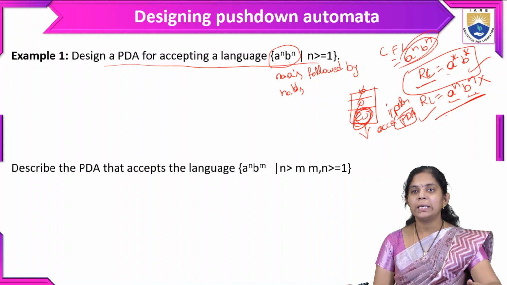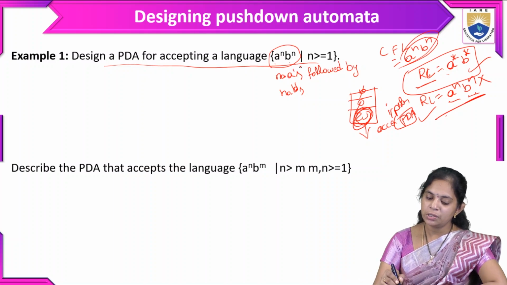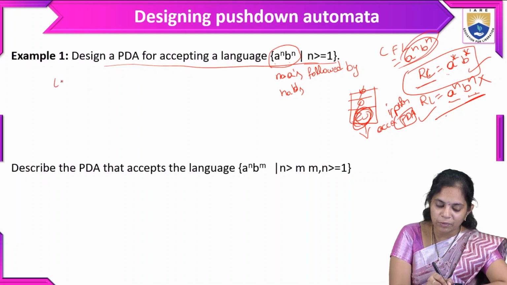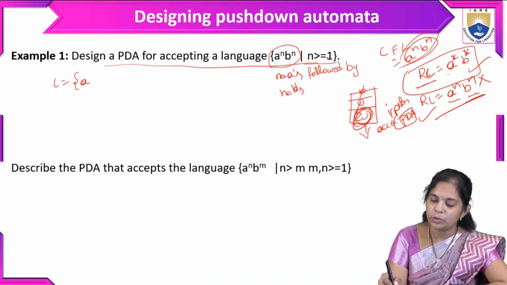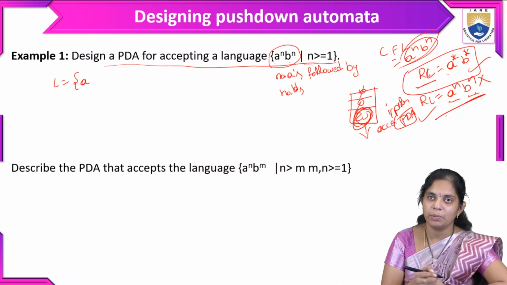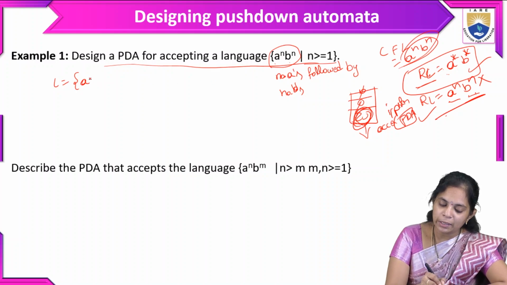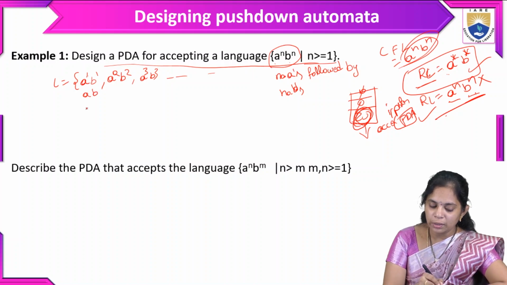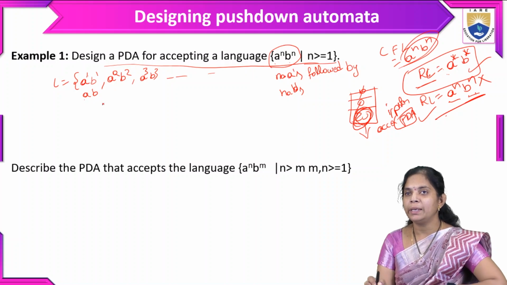Here is the language a power n, b power n, and the condition is n greater than or equal to 1. If you write the language, a power n starts from 1. First we need to write the minimum length, then we will write up to the maximum. So n is 1 and b is 1, then n is 2 and b is 2, then a power 3, b power 3, and so on. In this one the minimum length string is ab.